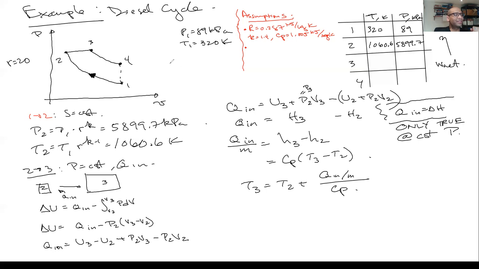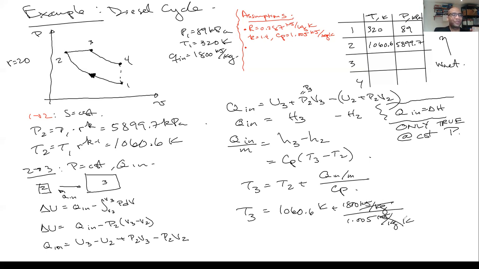I forgot to write this down here, but the specific amount of heat input was actually given in the problem. It was, again, 1800 kilojoules per kilogram. So that means that T3 is equal to T2. I know what that is, 1060.6 Kelvin plus 1800 kilojoules per kilogram divided by 1.005 kilojoules per kilogram Kelvin. The Kelvins work out. So then my temperature at 3, I've punched this in before, is actually 2851.6 Kelvin. 2851.6, and the pressure is constant, so P3 is 5899.7. Awesome.